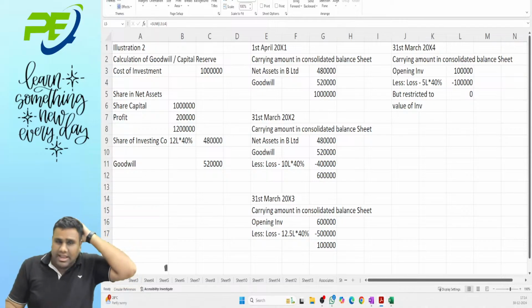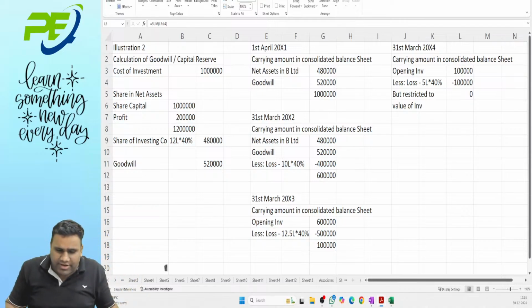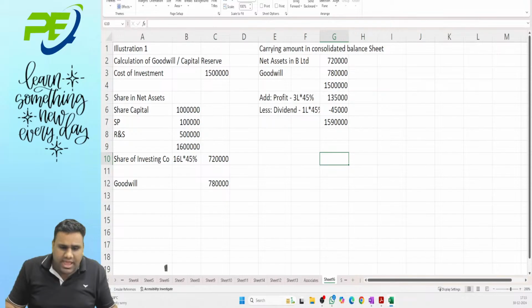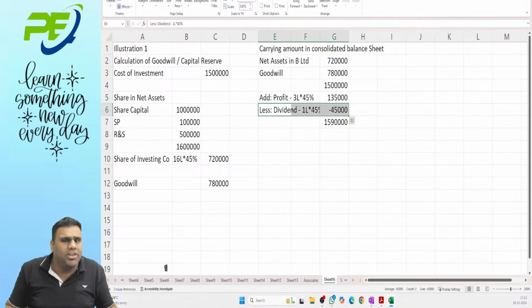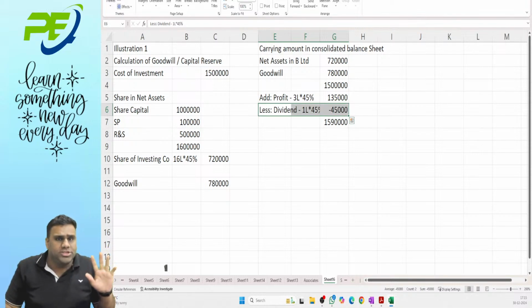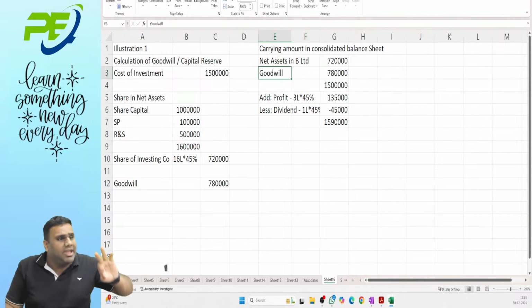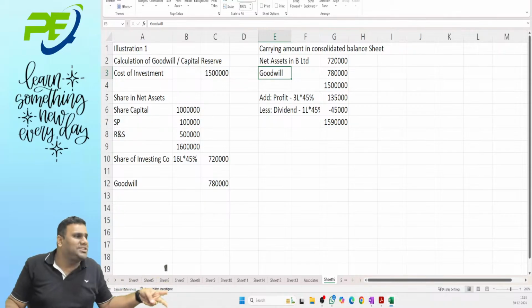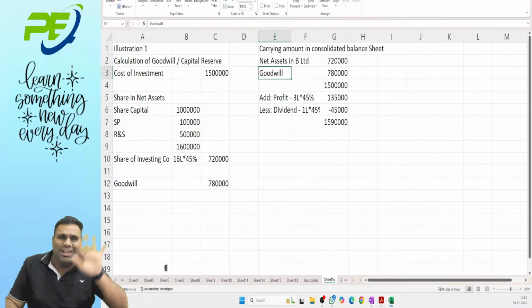Everyone, now before I continue, just want to give one additional clarity. Here you said AS13 concept will not apply, because this is post-acquisition dividend. But at the same time, if it is pre-acquisition dividend, the concept of AS13 will apply.